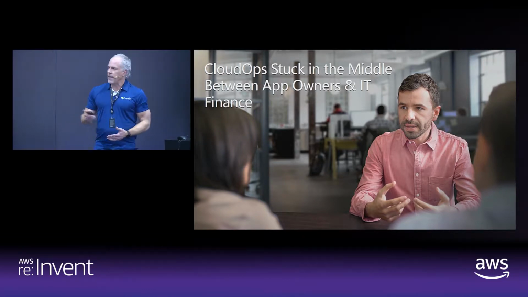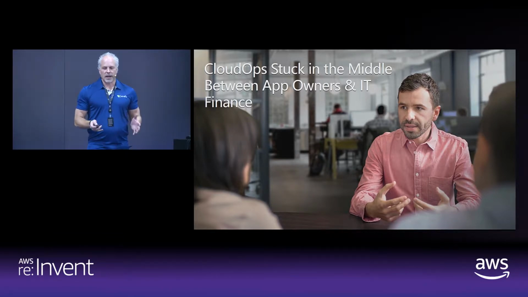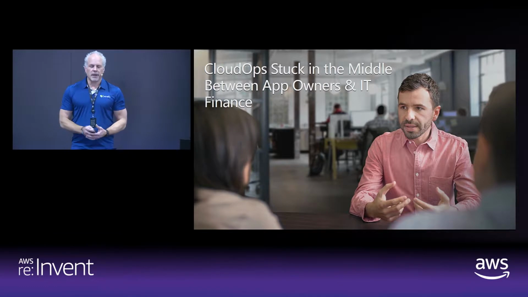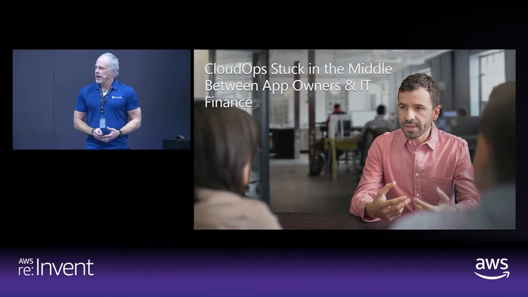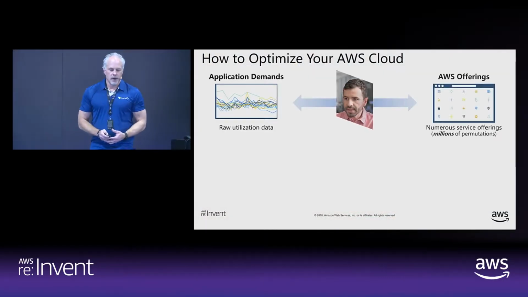One is the application owners. So these are the folks that say, I need exactly what I asked for from an application instance perspective. Don't you dare downsize it. I want to make sure that application performs. And on the other side, he's stuck in the middle with the IT finance folks, who are saying, we're spending a ton in the cloud, and I want you to see if you can lower my cloud bill by 20 to 30% every month. So it's a very difficult place to be. And so we're going to talk about how we help his life out.